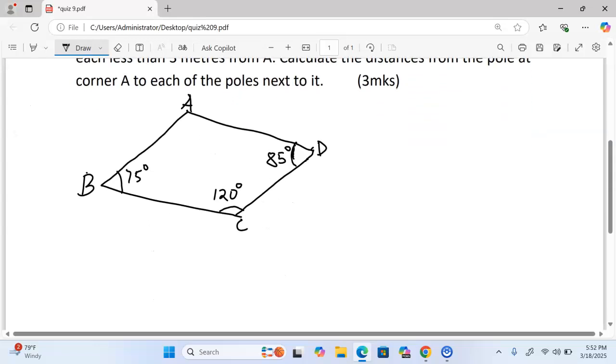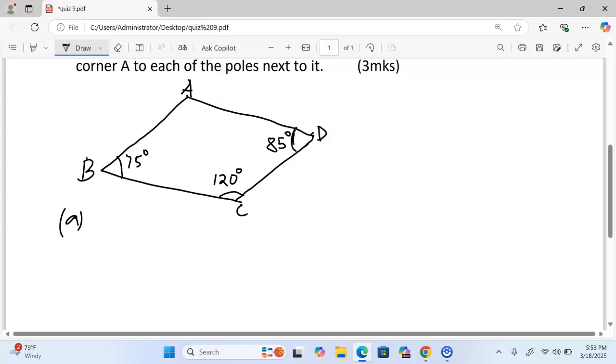So for us to work on the first question, which is part A, we first need to interpret what we have. We know that BC is equal to CD, and we have been given the length as 60 meters. If we start by joining B to D, we are going to have an isosceles triangle BDC. And if we have an isosceles triangle, we know the base angles are equal. So we can take 180 minus 120, divide by 2, you get 30 degrees. Meaning the size of this angle is 30.